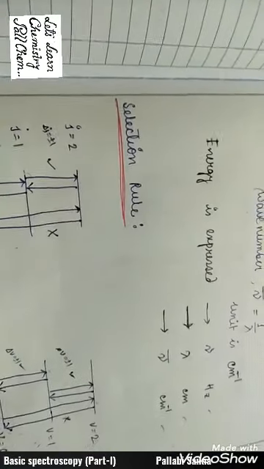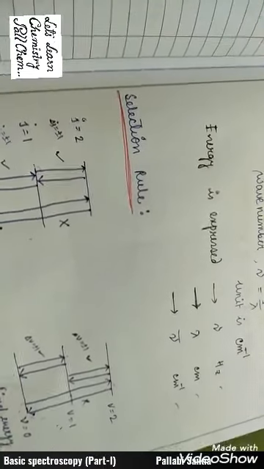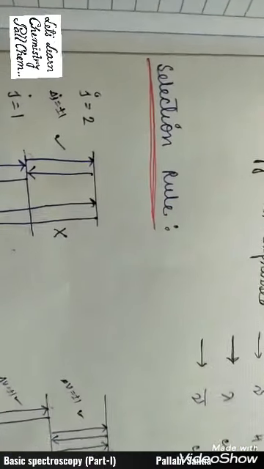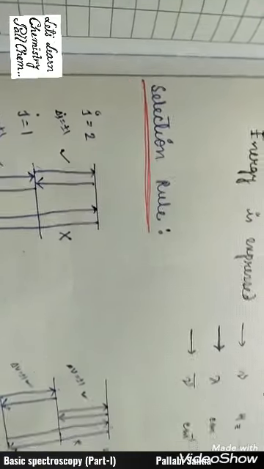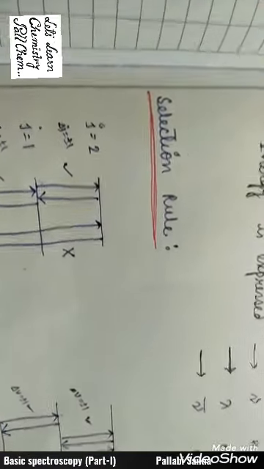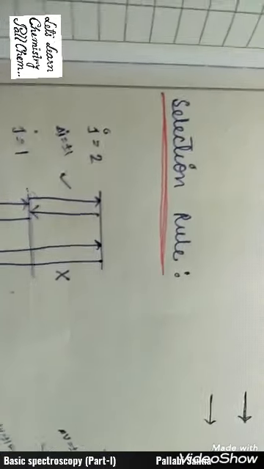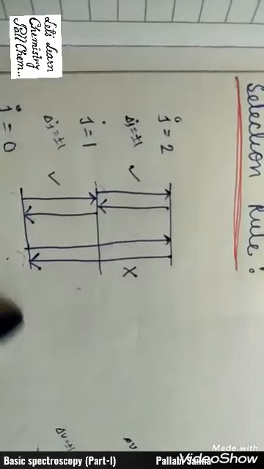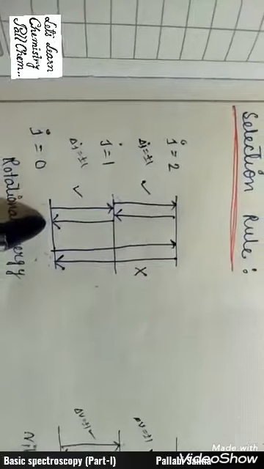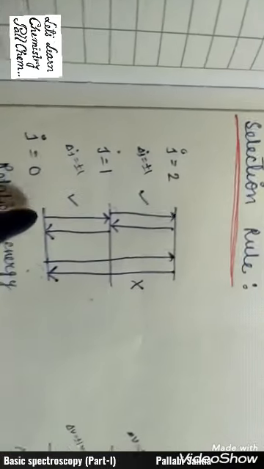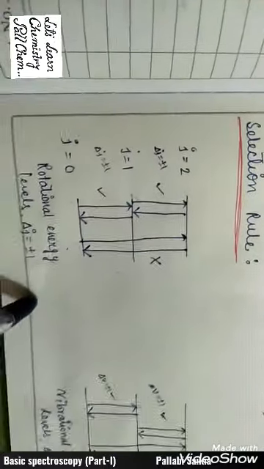If we consider a transition, whether the transition will be allowed or not is decided by the selection rule. The molecular spectra are ruled by selection rule, which specifies the changes in quantum number accompanying a particular transition, that is, whether a particular transition will be allowed or not.